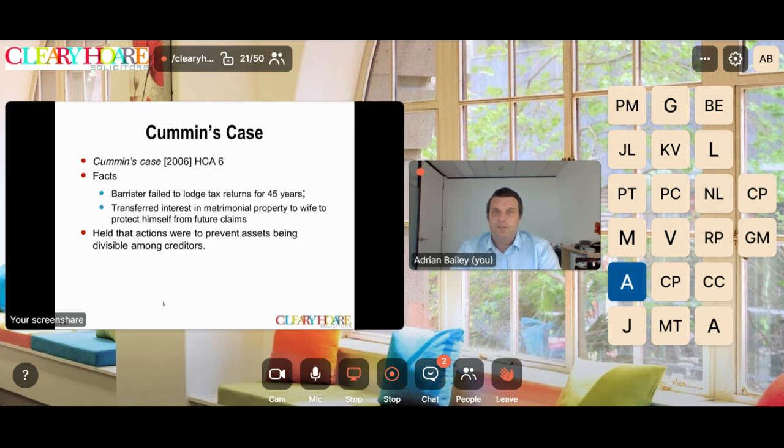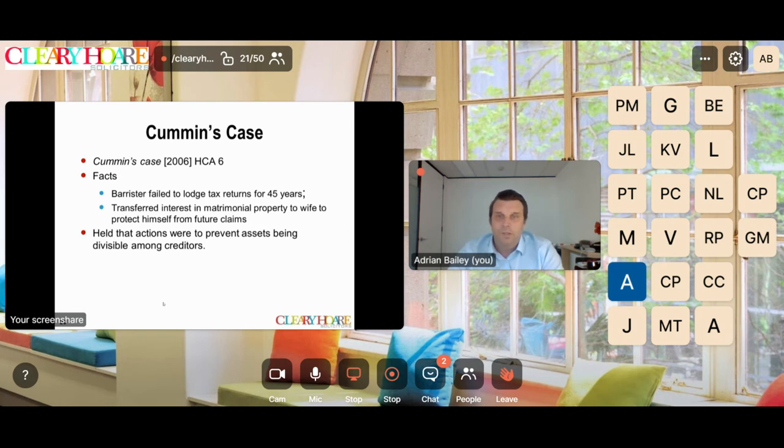If you have a look at the date of the High Court decision, 2006, what happened to Mr. Cummins was he got caught out by the introduction of GST, where all of a sudden, in terms of issuing his invoices, he had to include an amount for GST. So eventually the tax office caught up with him.